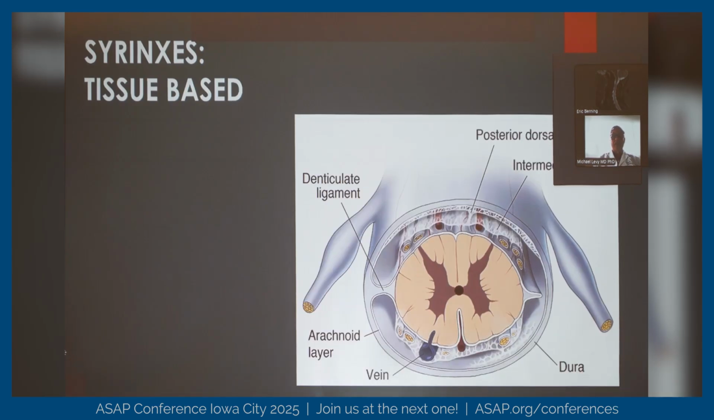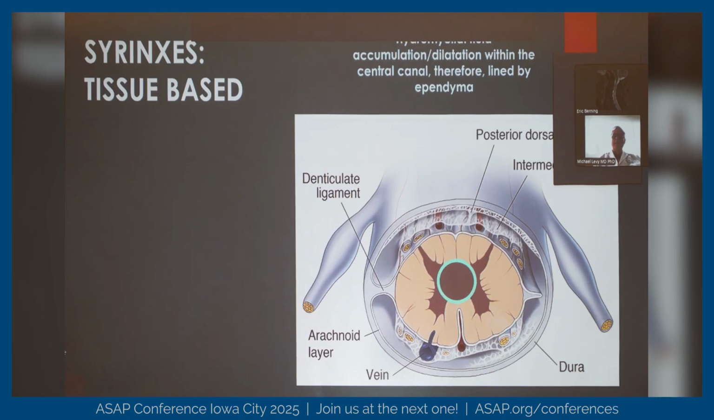Syrinxes tend to be tissue-based, so that's going to be really the primary differentiating factor. A lot of times on a film, you'll see a central canal that's enlarged. People will be going back and forth as to whether this truly represents a syrinx or not. But there really is, by definition, a difference. Hydromyelia is essentially a fluid accumulation or dilation within the central canal.